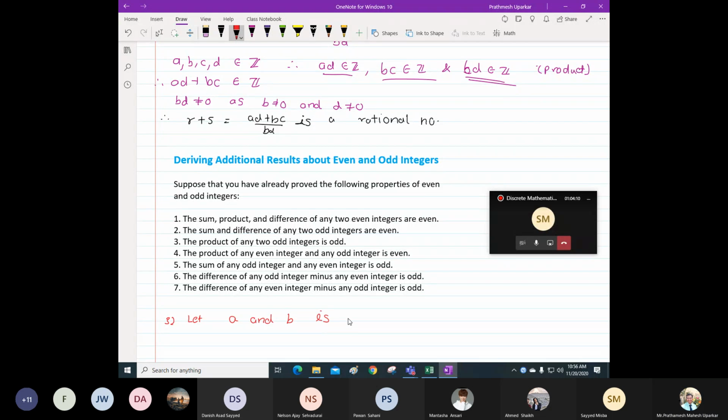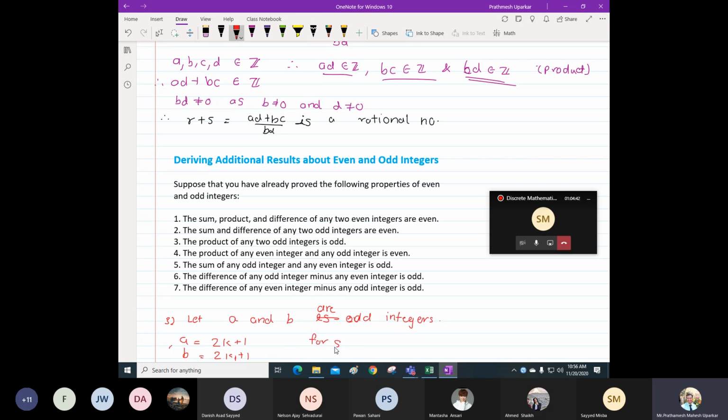Sorry, क्या है, प्रोडक्ट ऑफ टू ऑड इंटीजर्स. सो आई विल राइट, आई हैव टेकन, आर ऑड इंटीजर्स, देन a is equal to 2k plus 1 and b is equal to 2 times k1 plus 1. तो मैं जब सेकेंड लिख रहा हूं तो सेकेंड को डिफरेंट वेरिएबल यूज करूंगा.